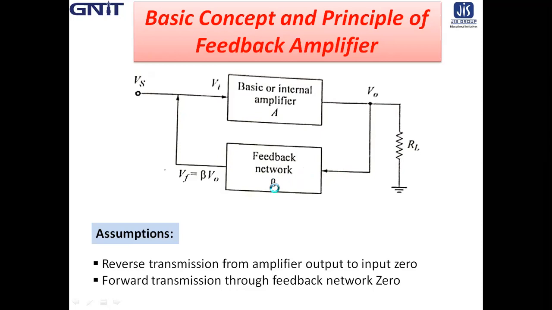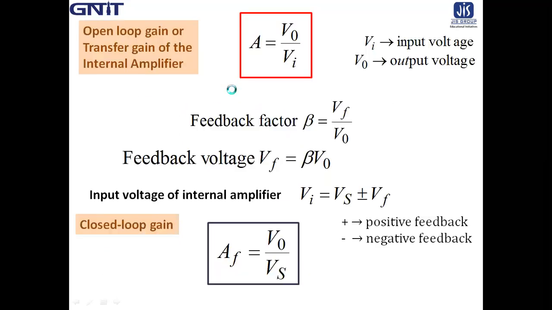Now, what is the open loop gain? There are a few important terminologies. First of all is the open loop gain A, or transfer gain of the internal amplifier. The transfer gain of the basic or internal amplifier, say A, is basically V0 by Vi. See in the next slide. So the open loop gain or transfer gain of the internal amplifier A is equal to V0 by Vi, where Vi is the input voltage and V0 is the output voltage.